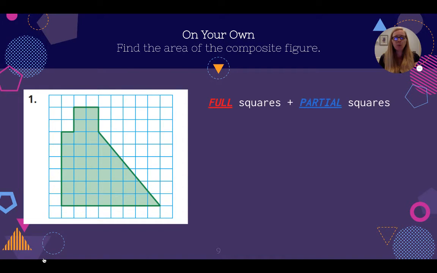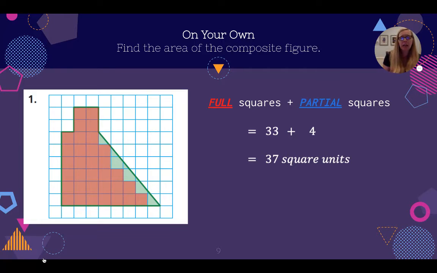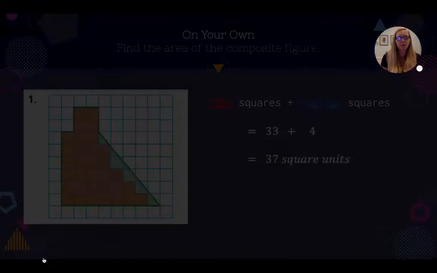On your own, number 1, so full squares, there are about 33. Now you might have said maybe there were 34 or 35 full squares. And then looking at those partial squares and putting some of those partial square pieces together, maybe they make up about 4 squares. So the approximate area here for this figure is somewhere around 37 square units. If you got 36 or 38, then you're right in the ballpark.